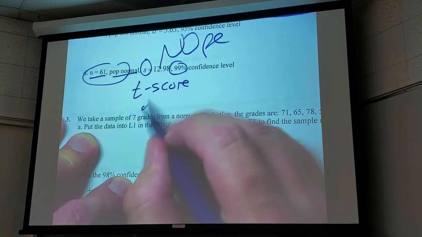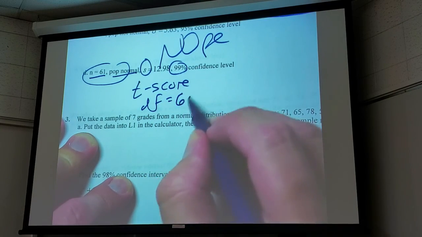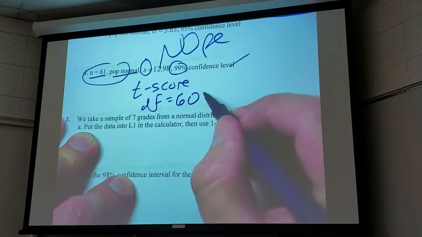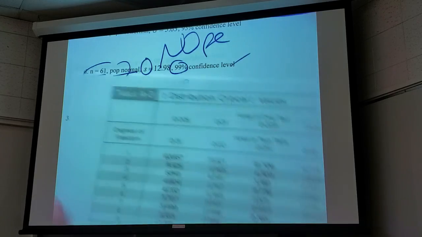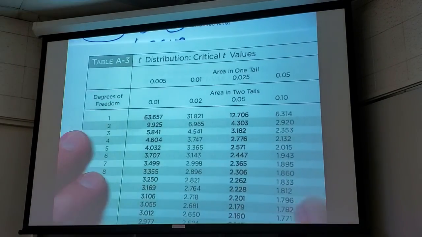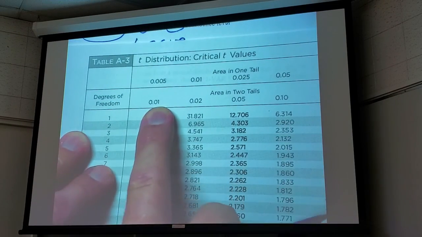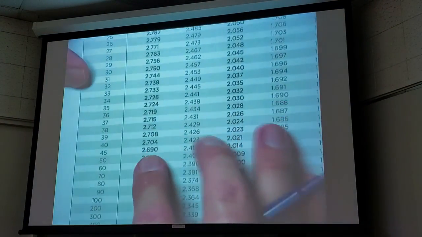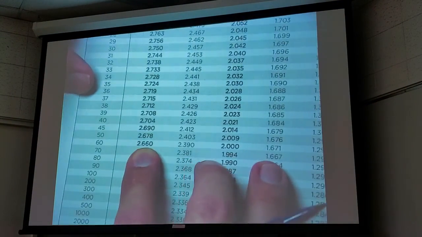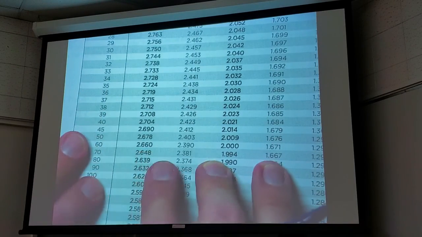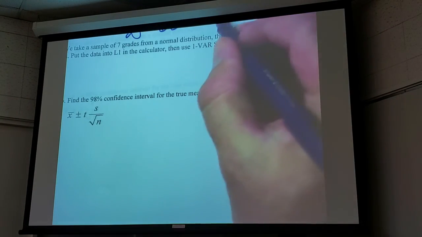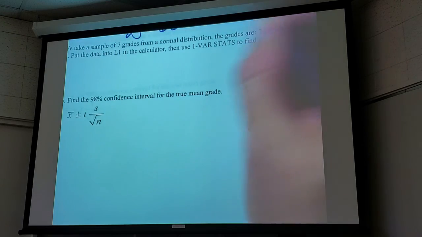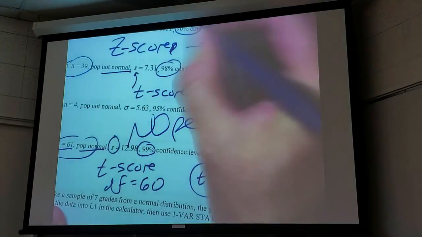For 99%, what's my degrees of freedom? You already told me it was 60. And I want a 99%, so which column am I looking in? First. Yeah, the one with 1% outside. And my degrees of freedom is 60. So I get 2.660. Right, 2.660. Of course, my math geeky mind loves that there's a 1.660 and there's a 2.660. Okay, sorry.